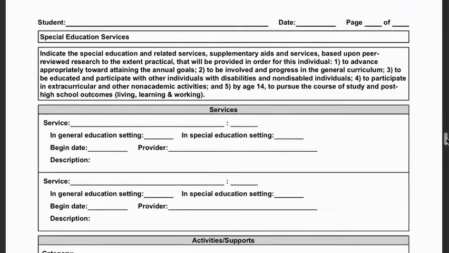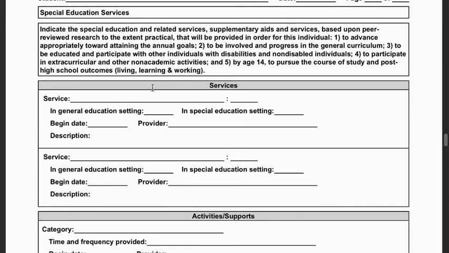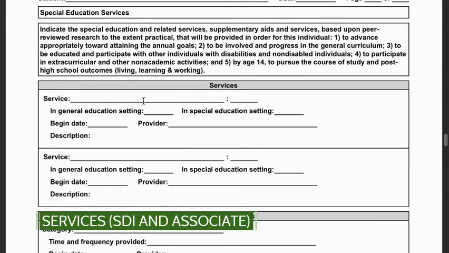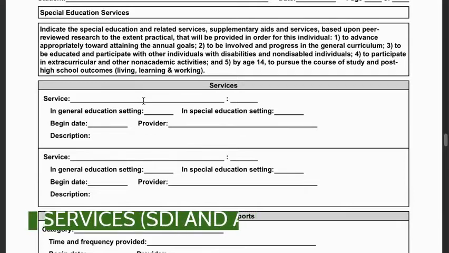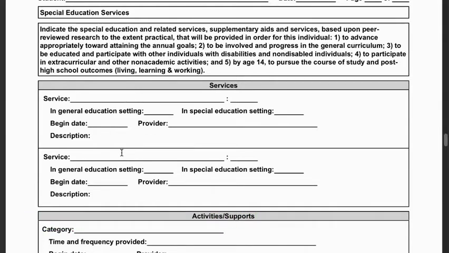The next pages will have the services. So each goal we have, there will be a service in there of specially designed instruction. So this would be a specially designed instruction for reading. If the special ed teacher is doing any time in the general education classroom, they would put that time there. Right now, we do not have any IEPs that have time in the general education classroom. They're all pulled out in the special education classroom, and that time would go there.